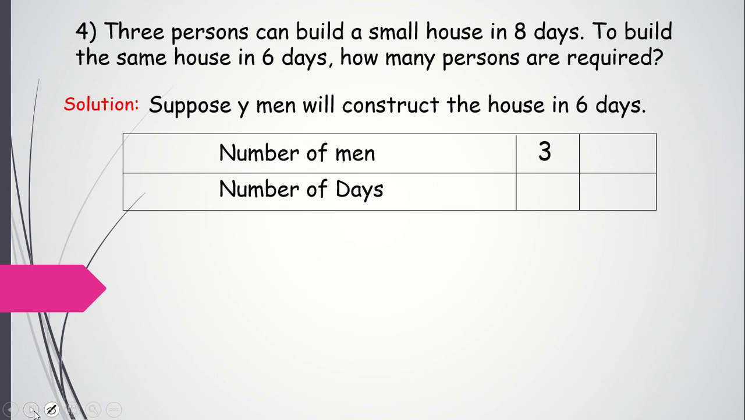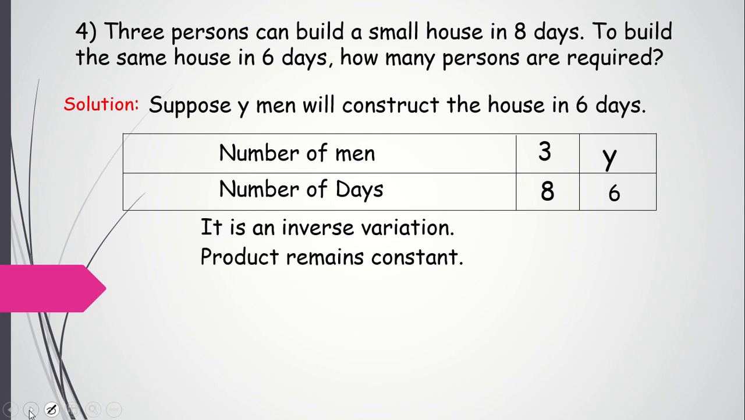Number of men, number of days. 3 men complete the work in 8 days. So 6 men will take Y days, we will assume. Or to finish in 6 days, we require Y men, we will assume. It is an inverse variation. Product remains constant.